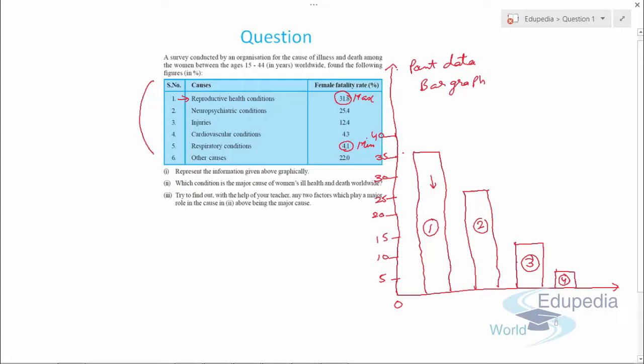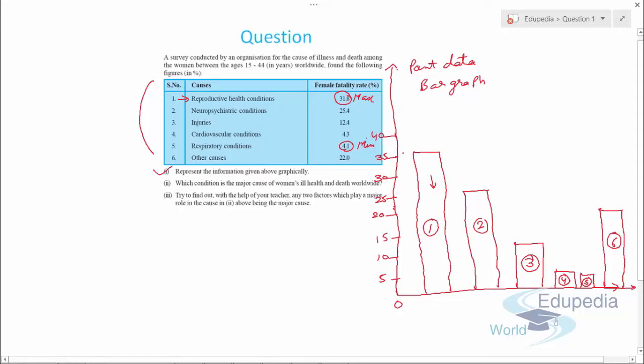Number 5 is respiratory conditions, so it will come just below it. We can draw it over here. This is number 5. Then number 6 is other causes, which is 22, so it will come over here. We can draw the bar graph like this. This is number 6. So this is the answer for the first question.